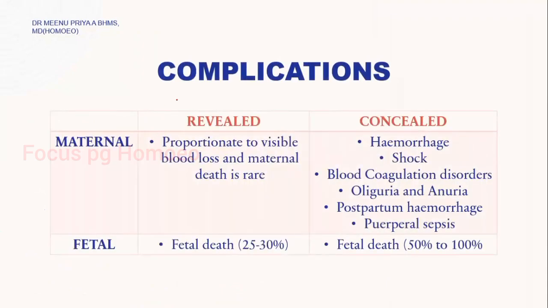Now, what are the complications? Complications of abruptio placenta in the mother: in revealed, it is proportionate to visible blood loss. So how the blood loss is occurring determines how the complication occurs. Maternal death is rare in revealed, whereas in concealed, the maternal complications are hemorrhage, shock, blood coagulation disorders, oliguria and anuria, postpartum hemorrhage, and puerperal sepsis. In the fetus, fetal death is a complication, but it is 25 to 30% in revealed, whereas in concealed it is 50 to 100%. So a case of concealed abruptio placenta is a very complicated condition for both mother and fetus.